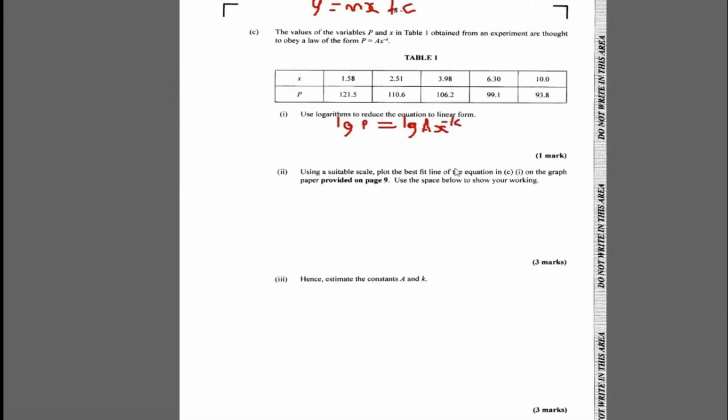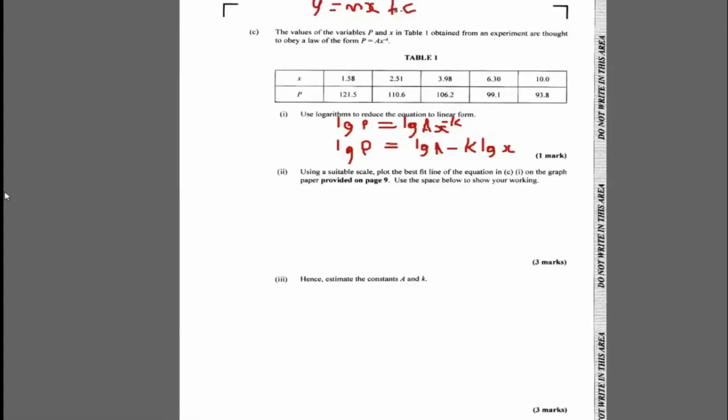Now it says reduce it to linear form, so we need to break this out now, and that side is going to give us log a minus k log x. All right, and so here is where we put it in linear form now: log p is equal to log a minus k log x. It says using a suitable scale, plot the best fit line of equation on the graph paper provided on page 9. Use the space below to show your working.